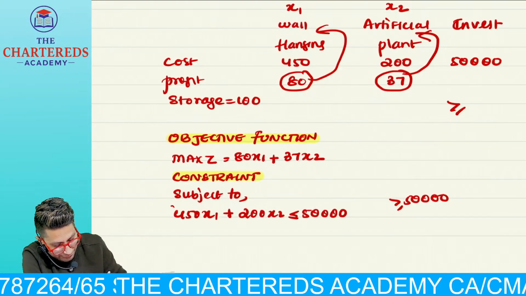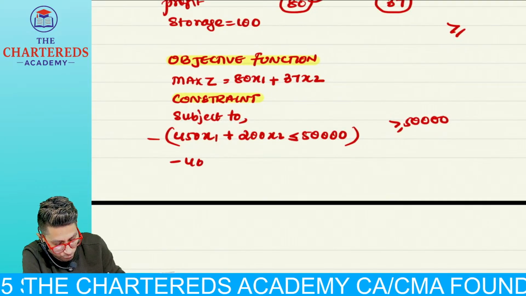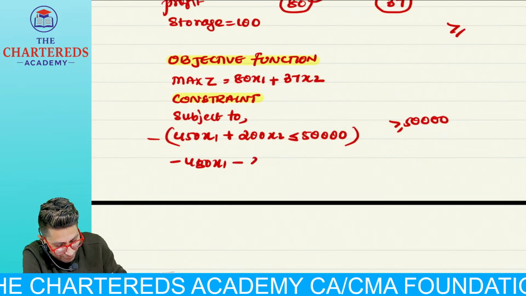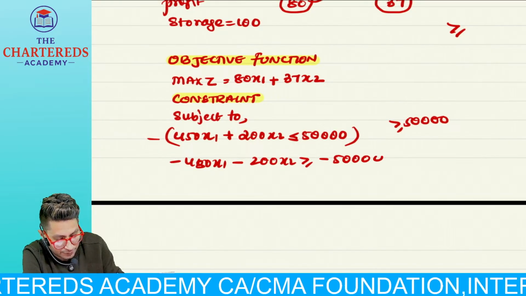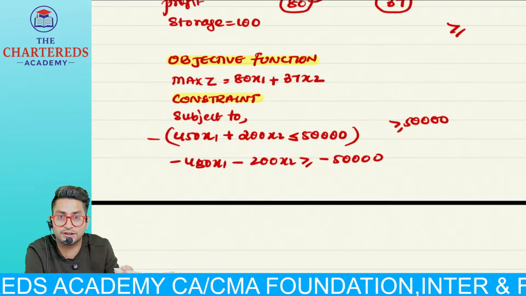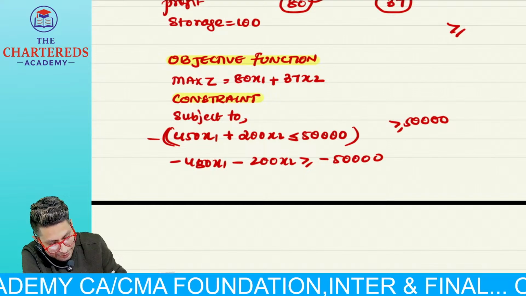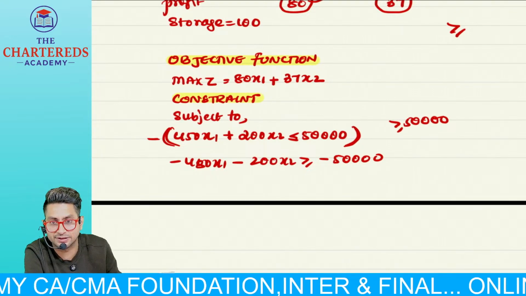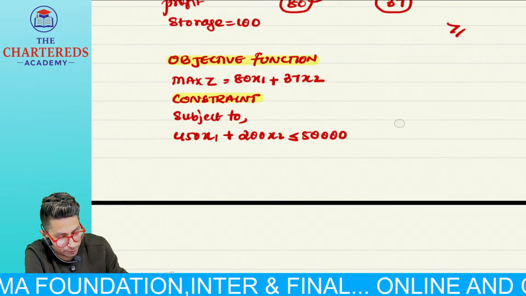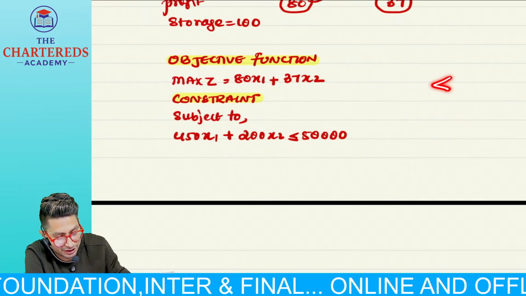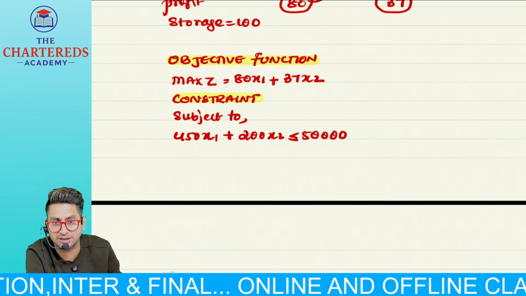You just have to multiply this entire equation with minus. In that case, what will happen? Minus 450 x1 minus 200 x2 is greater than or equal to minus. So if you want to convert a greater than symbol into less than, or a less than symbol into greater than, the entire equation you have to multiply with what? Minus sign. So remember, in any maximization problem, all symbols should be less than or equal to. In minimization, all constraints should be greater than or equal to.